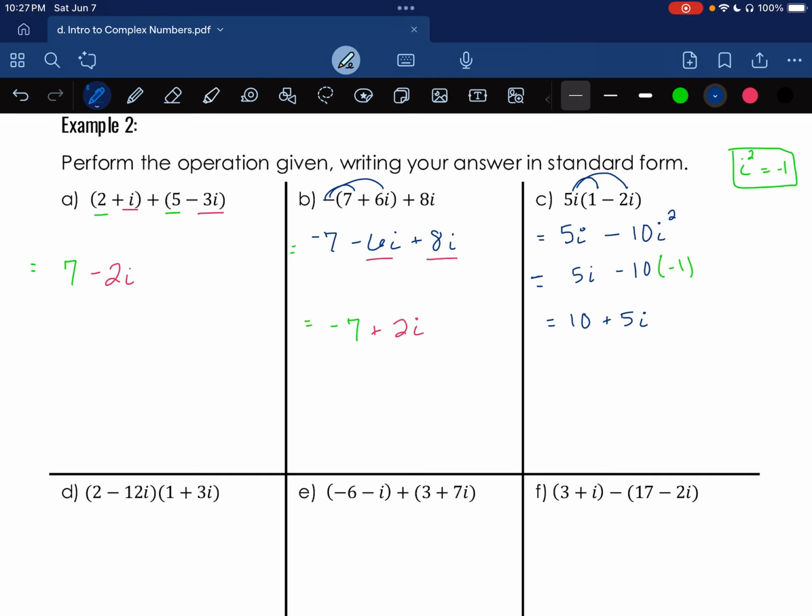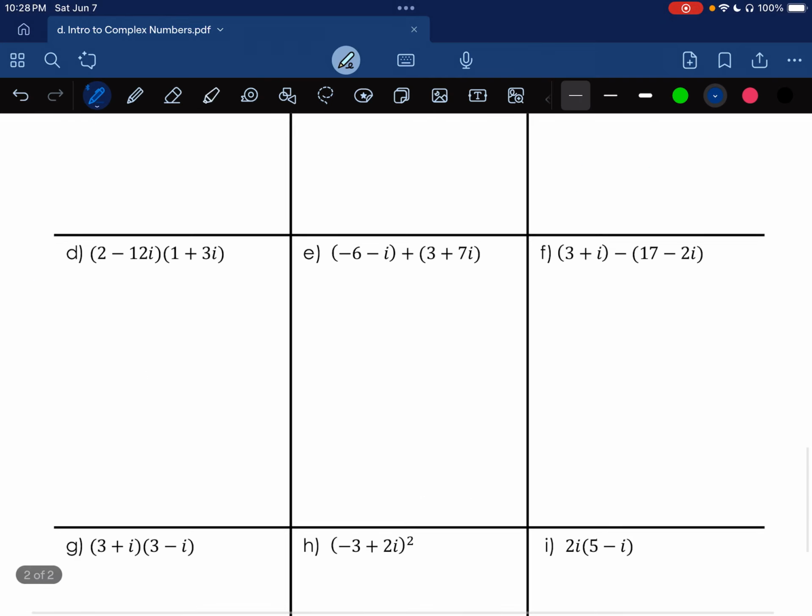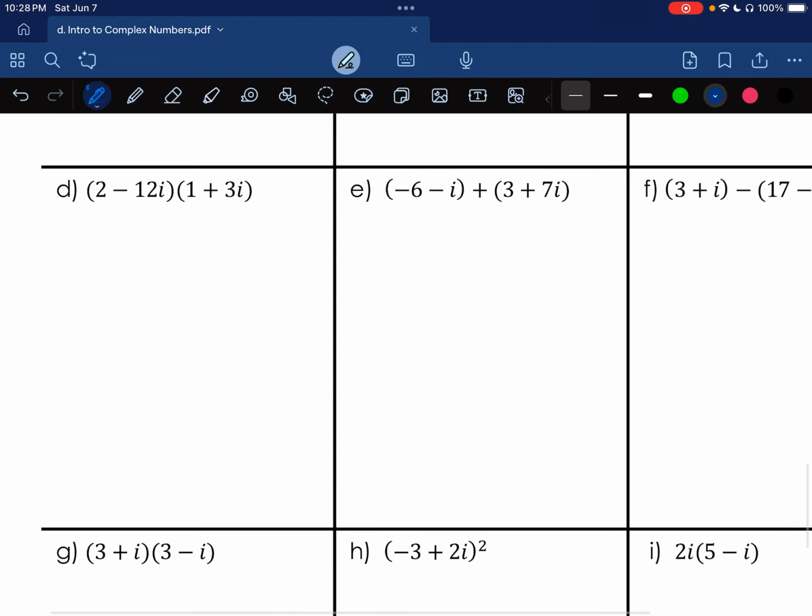All right, this next one here, question D, is our first multiplication of two fully complex numbers with real and imaginary parts. And we're going to double distribute, or FOIL. So this will look like 2 times 1, which is 2. 2 times 3i, which will be plus 6i. Negative 12i times 1, which will just be negative 12i. And negative 12i times 3i, which will be minus 36i squared.